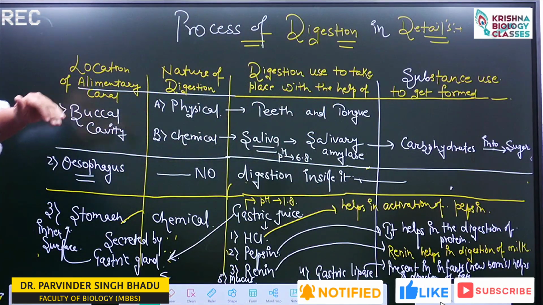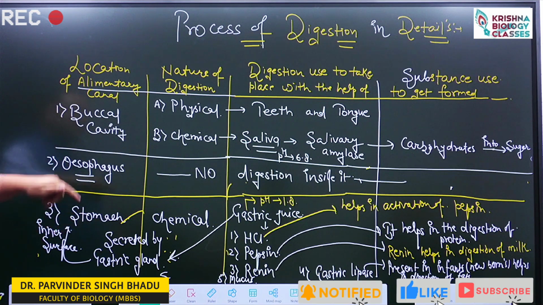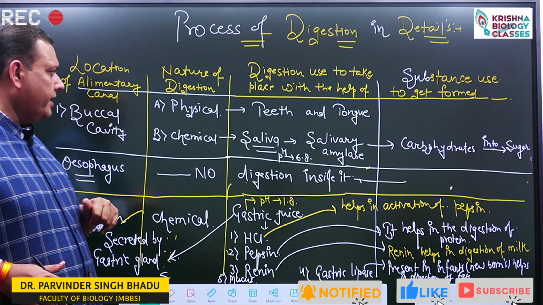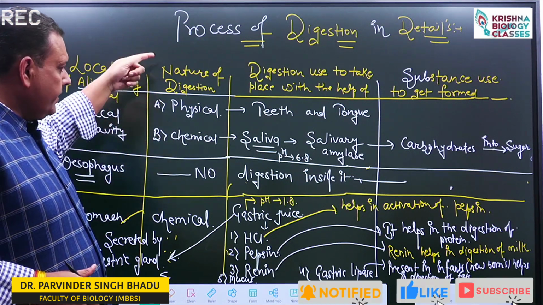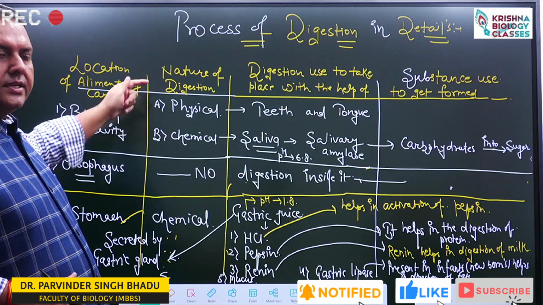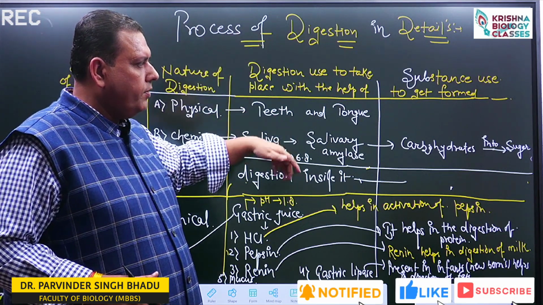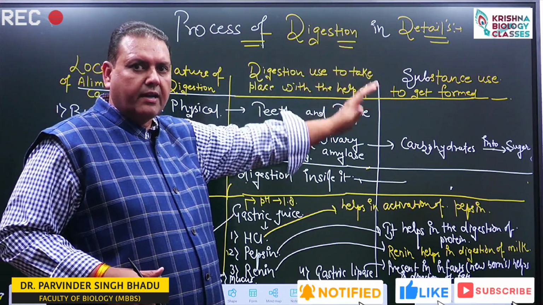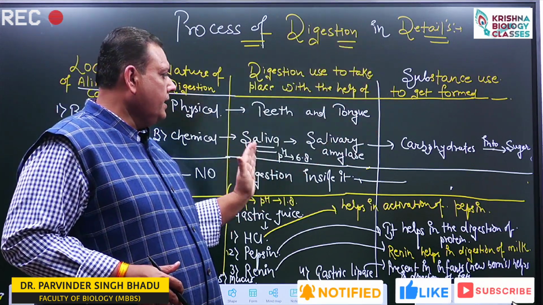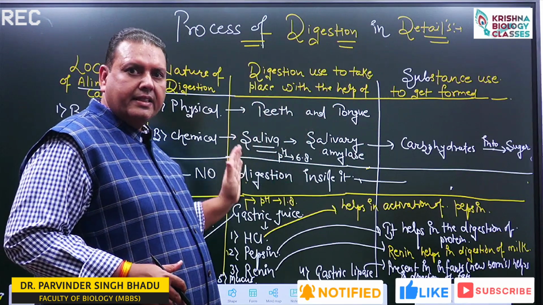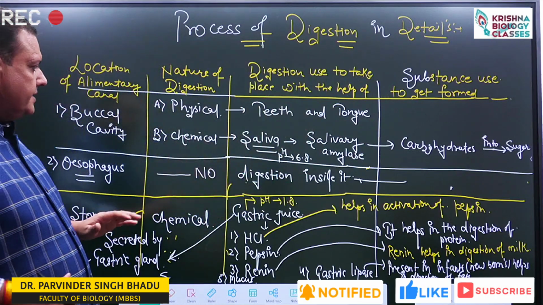Now, how does this digestion take place? When we start to discuss it in detail, we need to remember the different locations. There are 4 important locations: buccal cavity, esophagus, stomach and small intestine. We need to remember whether this digestion is physical or chemical, what it takes place with the help of, and what kind of substances are formed due to the action of the enzymes present in the specific digestive juice.